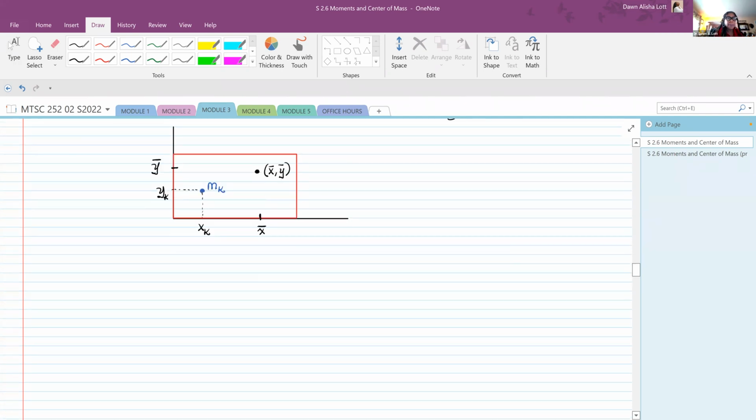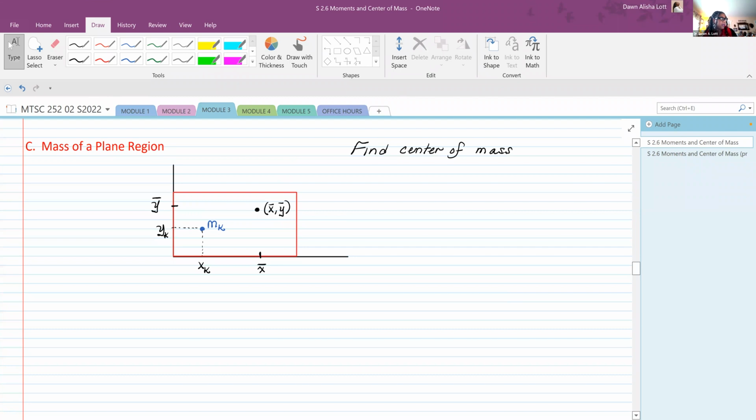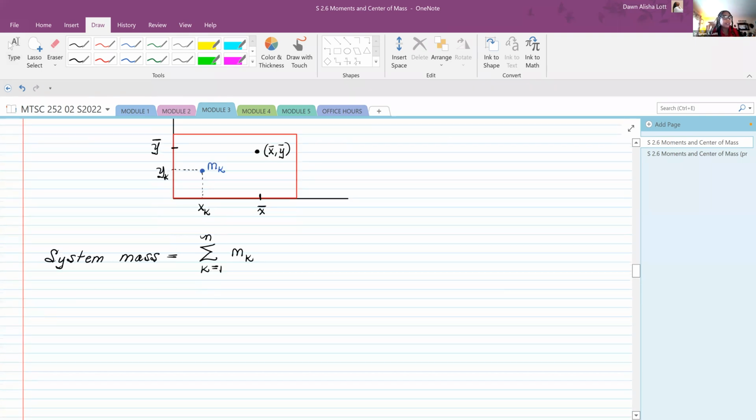Well, the system mass is easy to find. That says just add up all the masses. So the system mass, that's easy, that's just the sum. Oh, that does not look like a sum. That is the sum. Oh my God, what's wrong with my hand today? There we go. The sum, k equal 1 to n of all the masses. Okay, so that's easy. Whatever number the masses are, add them up.